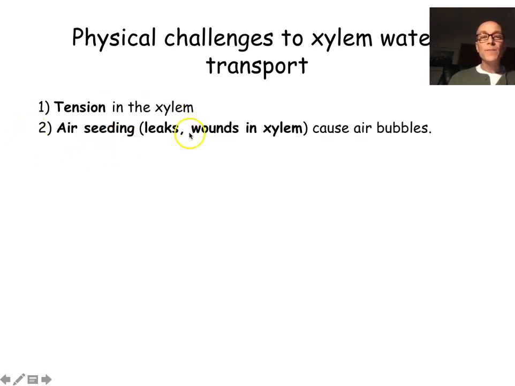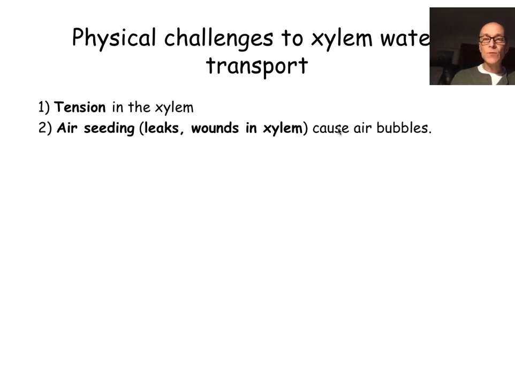Then you get something that's called air seeding. That can cause air bubbles, and these air bubbles can cause a loss of tension in the xylem. And with a loss of tension and connectivity between water molecules, the water doesn't move up anymore.